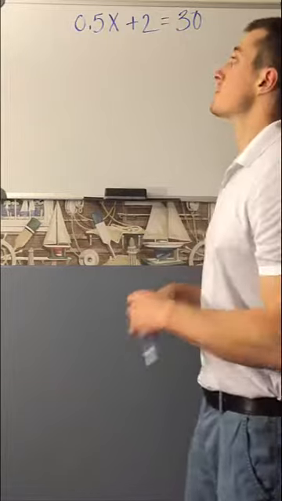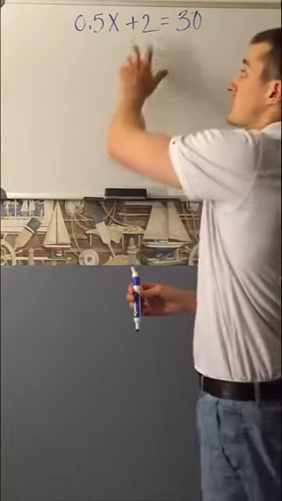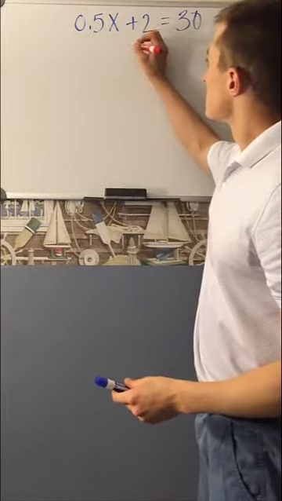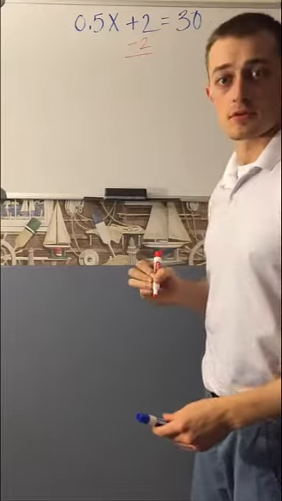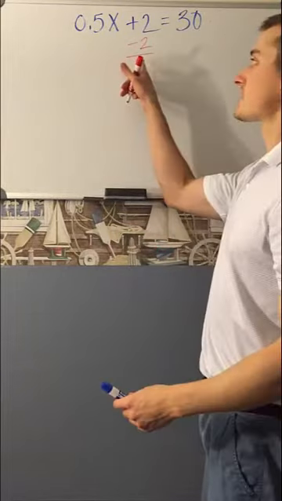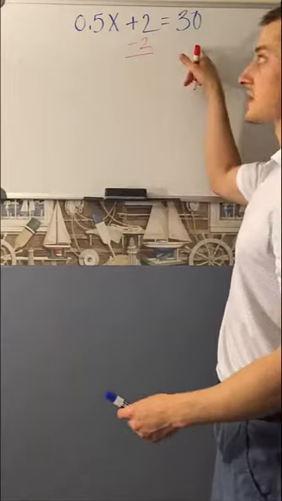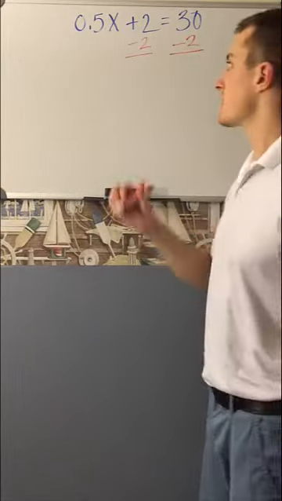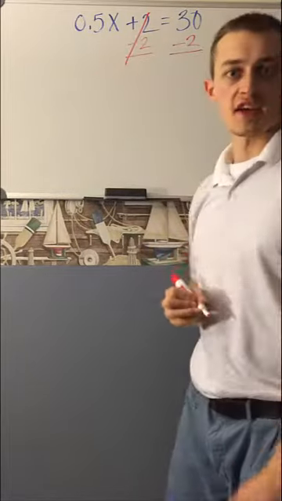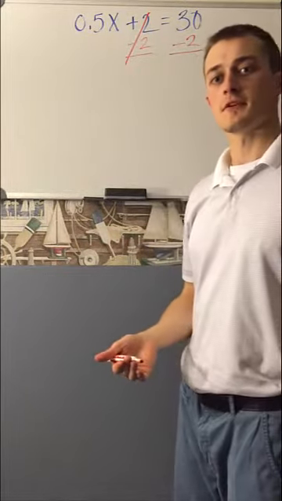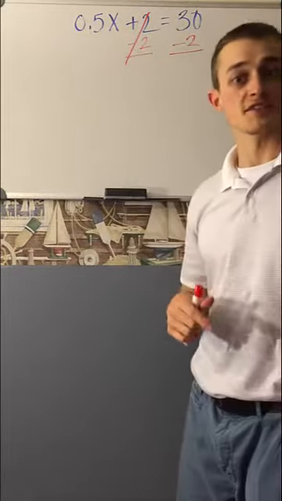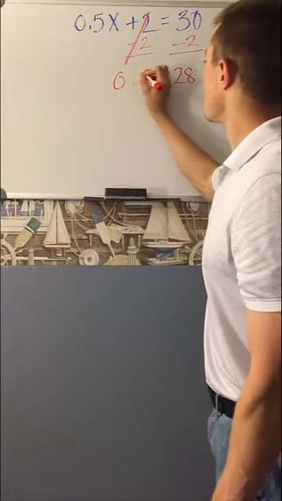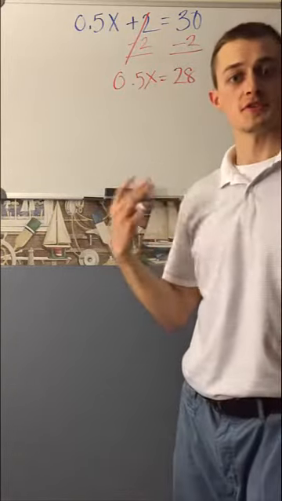Okay, so the first thing that we need to do here is just like before, we've got this extra 2 over here. So what are we going to do? We're going to subtract it. Minus 2, and again it's an equation, so I subtract the 2 on this side. That means I need to do the same thing to the other side. So I got to subtract 2 over here. Okay, so my 2's cancel because positive 2 minus 2 is 0. And then over here, 30 minus 2 is going to be 28. So I get 0.5x equals 28.